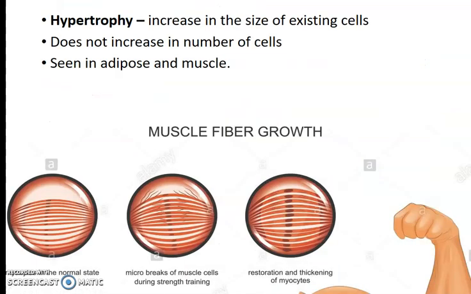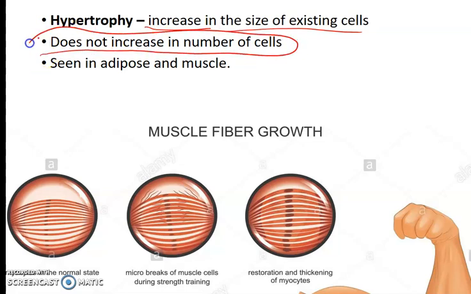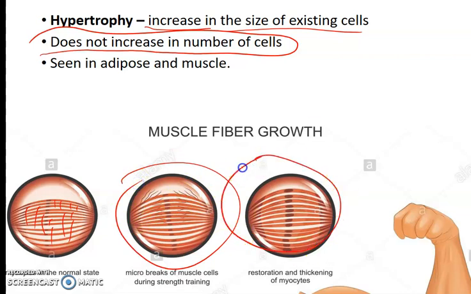So hypertrophy is the increase in size of existing cells. So cells do not increase in number. They increase in size. So here, this person's going to the gym. And when you go to the gym, you break the small micro units in the muscle. It repairs and gets bigger and bigger. That is the idea behind resistance training, to strengthen muscle.